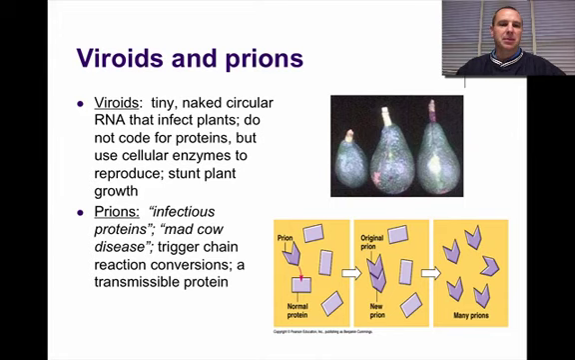The next thing we need to talk about are viroids and prions. Viroids are viruses that are found within plants, and they're like naked circular RNA that is injected into the plant, and it causes the plant to create enzymes that may stunt the plant's growth, etc. Prions are infectious proteins. It comes in and it changes normal proteins into that protein. You might have heard of mad cow disease before. It was caused by prions.